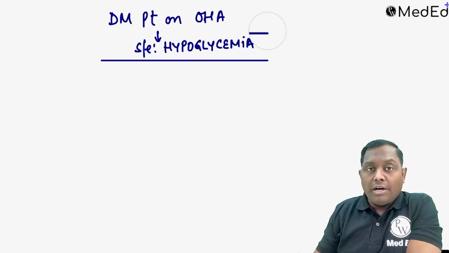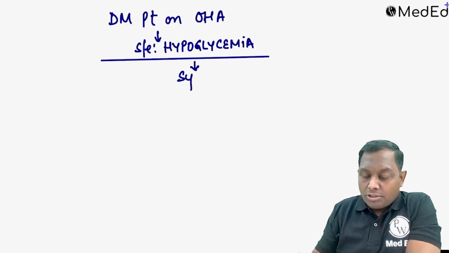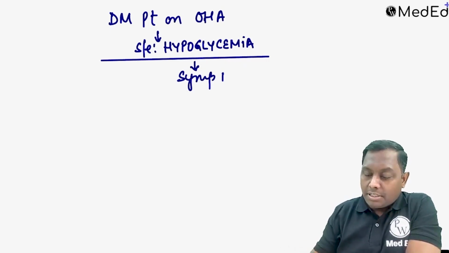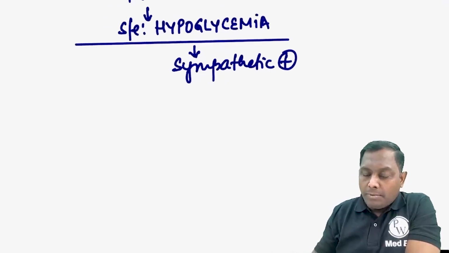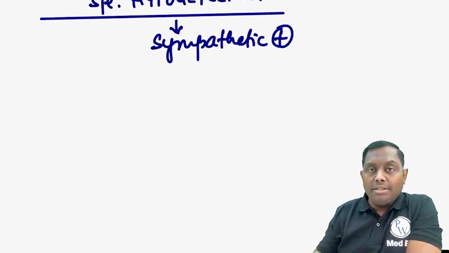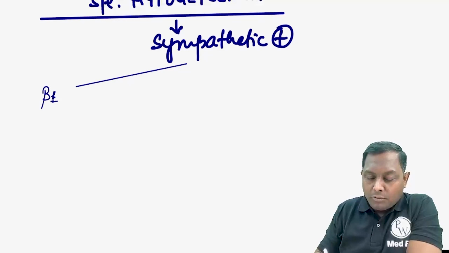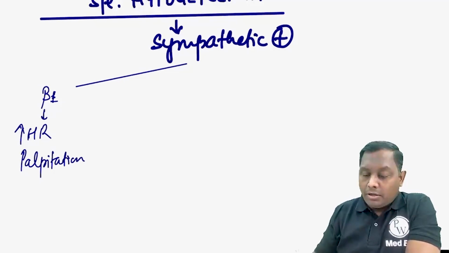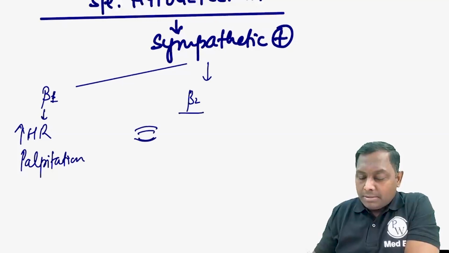In emergency, I told you the fight or flight response is activated. There will be activation of the fight or flight response, so it is going to cause sympathetic system activation. What does sympathetic system activation mean? Whenever there is sympathetic system activation, certain receptors get activated. For example, there will be beta 1 activity that can lead to tachycardia. It can also lead to palpitation. Tachycardia, palpitation. They can also cause activation of beta 2 at the skeletal muscle, and at the skeletal muscle they can lead to tremor.